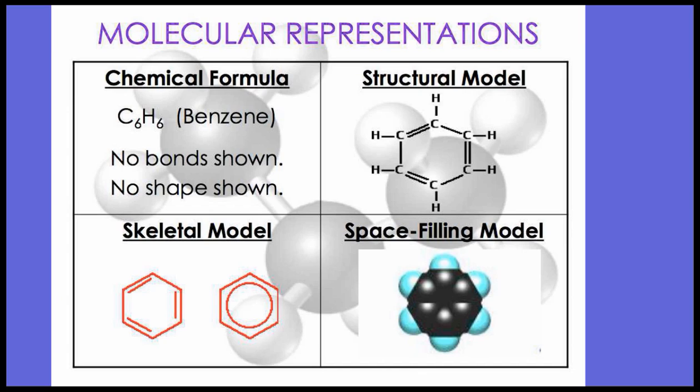Different ways to represent things. You can have a formula. What does the formula tell me? How many carbons and how many hydrogens. That's pretty much it. It's the recipe. It tells you how much you have. What doesn't it tell you? The number of bonds, or what it even looks like.